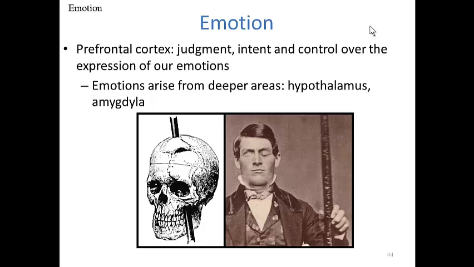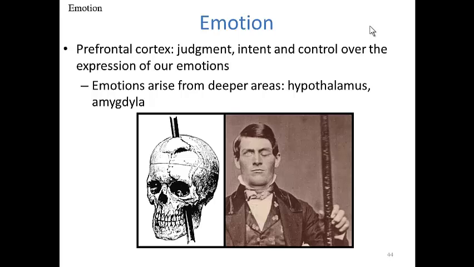So your ability to not go completely crazy when you get angry, right, would be an example of the prefrontal cortex working to help you control the expression of your emotions. Now, emotions arise from other areas of the brain. Emotions don't arise from the prefrontal cortex. They arise from places like the hypothalamus and the amygdala. So I gave the example of fear earlier. Fear arises from the amygdala, but our ability to control our fears comes from the prefrontal cortex.